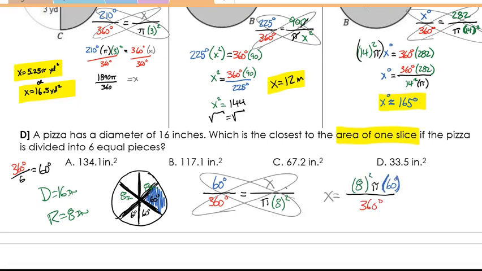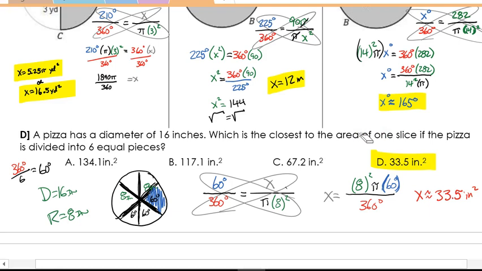360 times x equals 8 squared times pi times 60. We're going to divide both sides by 360, giving me x is approximately equal to 33.5 inches squared. That would give me an answer choice of D.